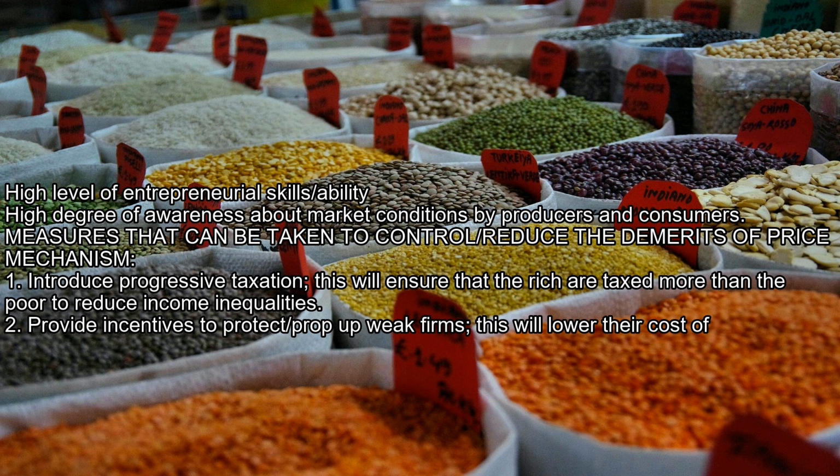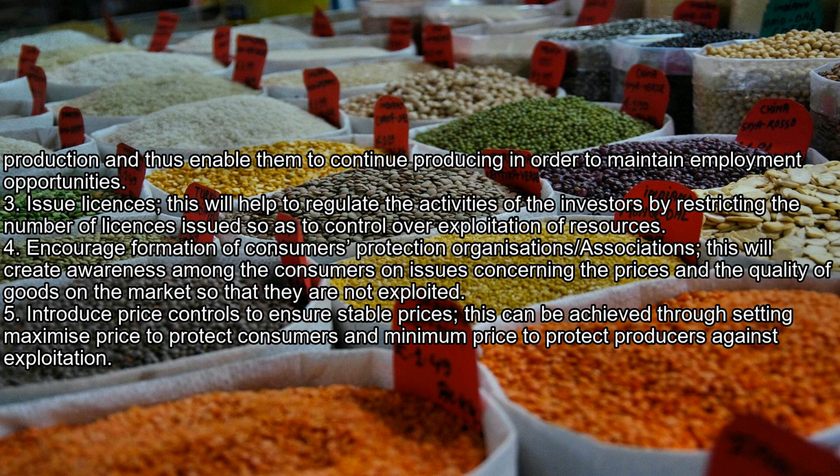Measures that can be taken to control/reduce the demerits of the price mechanism. 1. Introduce progressive taxation. This will ensure that the rich are taxed more than the poor to reduce income inequalities. 2. Provide incentives to protect/prop up weak firms. This will lower their cost of production and thus enable them to continue producing in order to maintain employment opportunities.